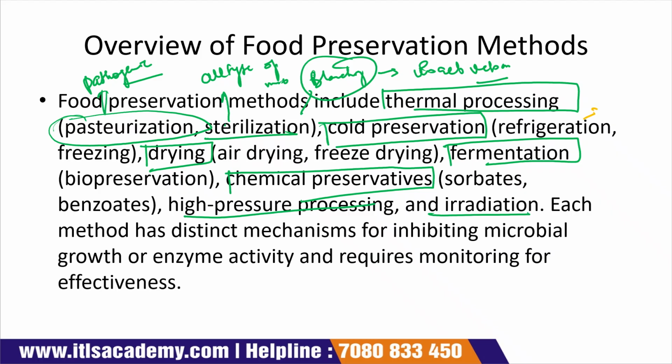The next process is known as a cold preservation technique, in which we decrease the food temperature to either the 0 to 5 degrees Celsius range, and that process is known as refrigeration, or to minus 18 to minus 22 degrees Celsius, and that process is known as the freezing process.